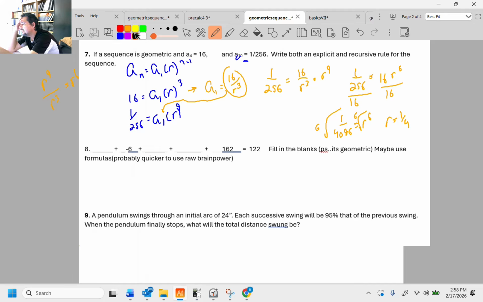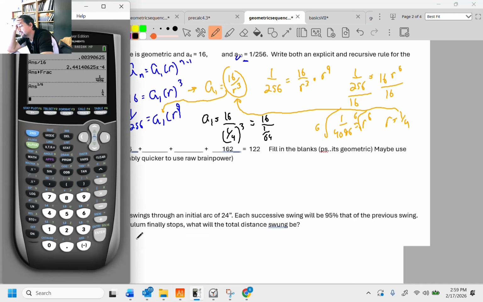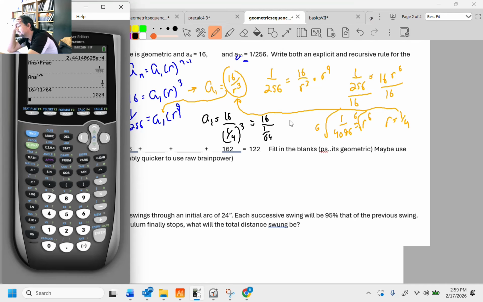Now, I can take that quantity and put it right there. The first term is 16 divided by 1/4 cubed. That would be 16 over a 64th, which would be 64 times 16. I had it, lost it. Sorry, it's the end of the day. 16 divided by a 64th is 1,024.